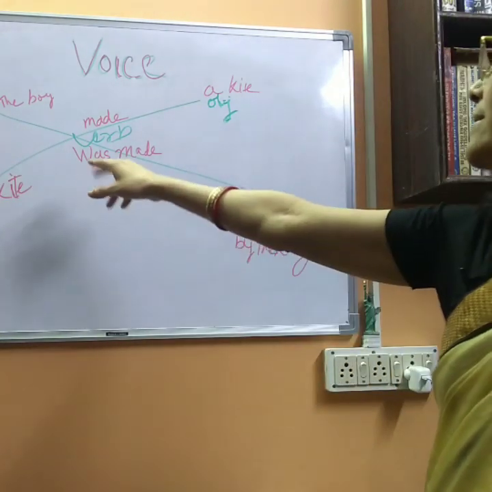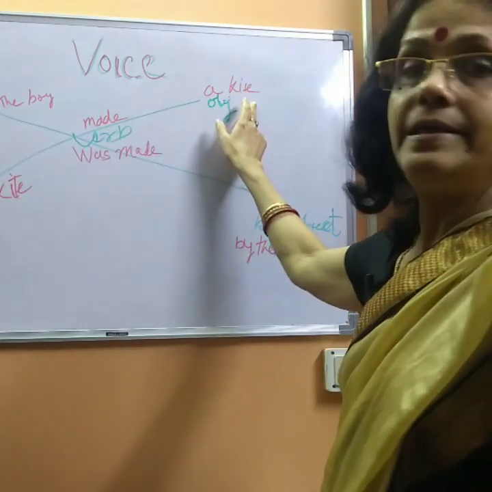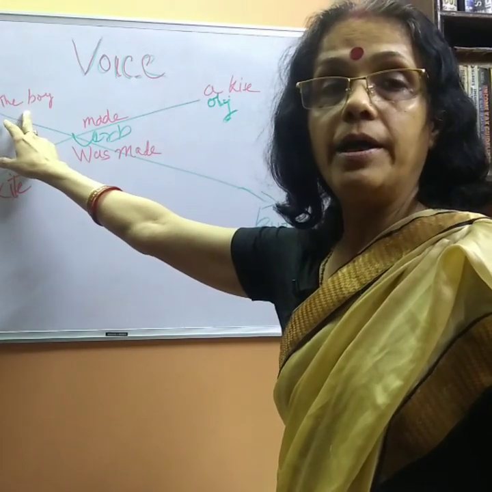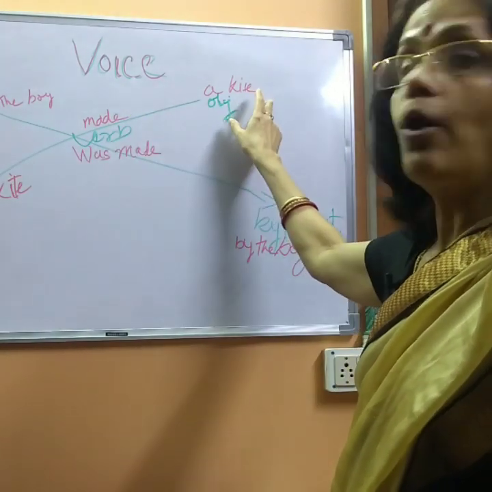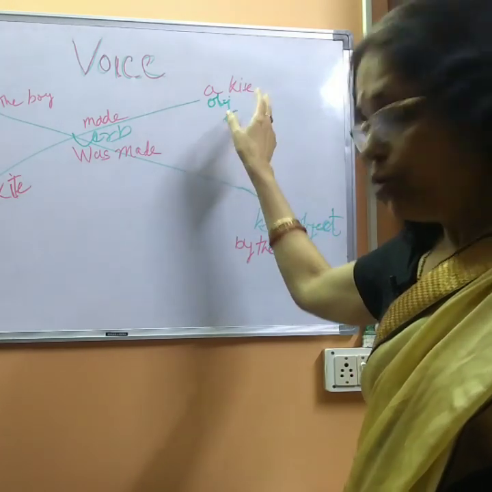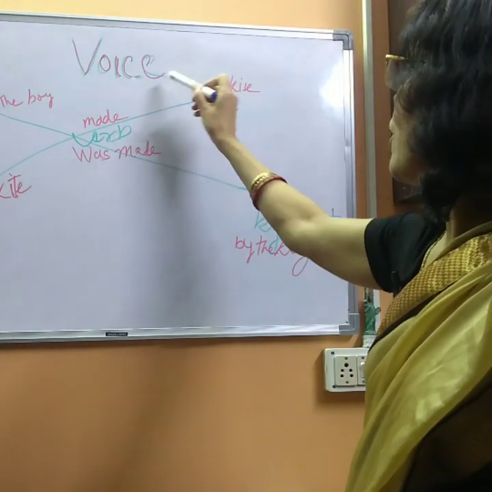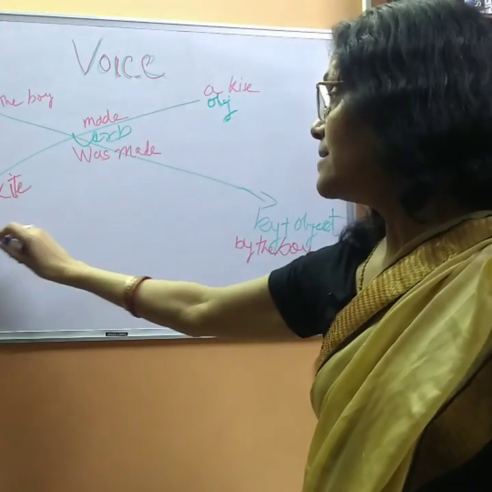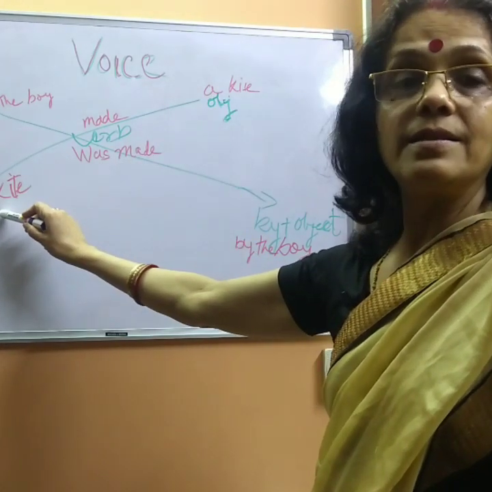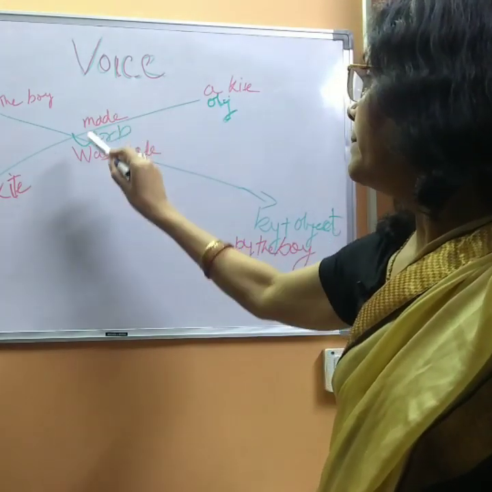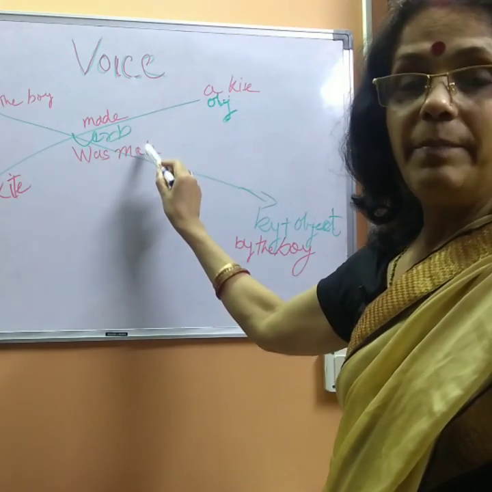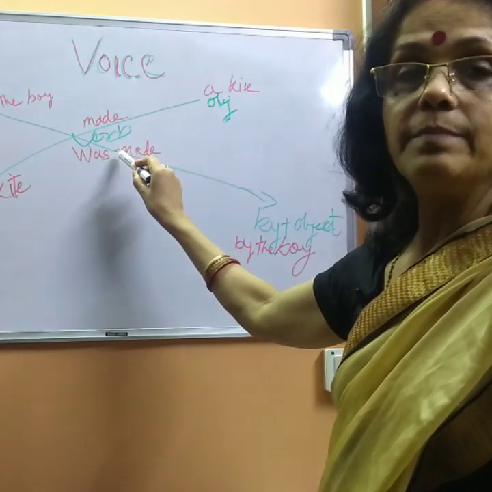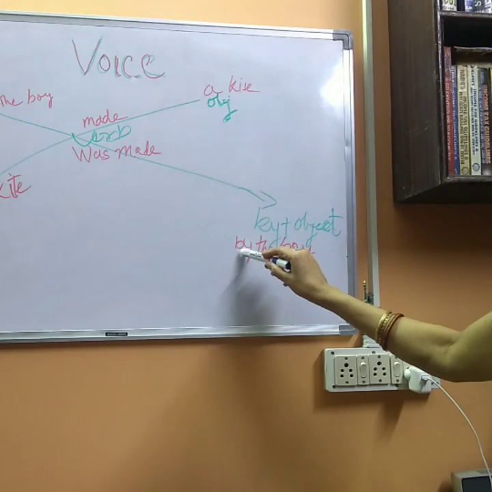So now let's see this. The boy made a kite. The subject of the active voice is the boy, the verb is made and the object is a kite. And how do we change it? Just see. The object of the active voice becomes the subject of the passive voice. As such, a kite comes here as the subject. Made becomes was made. Made is past tense, and in the past tense form of passive voice, it becomes was made. And by the boy.